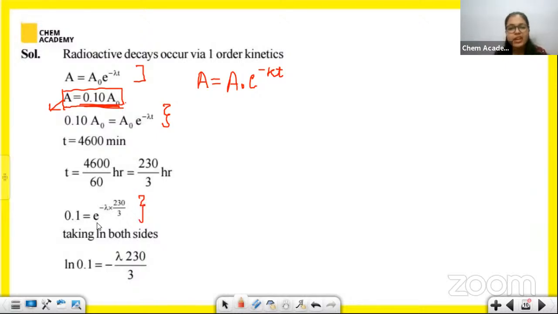Now we have to get rid of this e. We do not want e in this equation. It is hard to solve. So we will simply take ln on both sides. We can either take ln or log. If we take log, then it would become 2.303 log. So here we took ln on both sides. See, e has been removed from here. We got ln 0.1 equals lambda into 230 by 3.